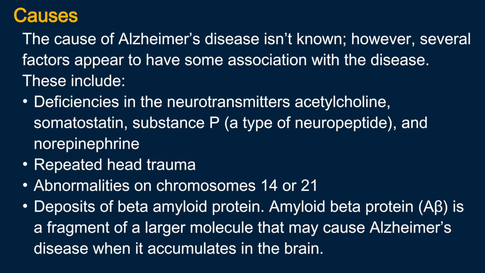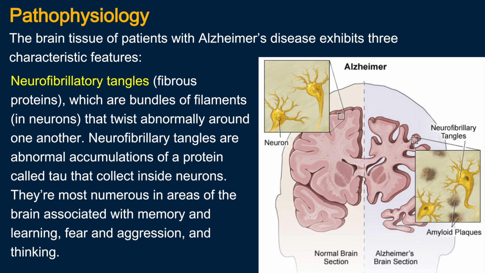The cause of Alzheimer's disease isn't known. However, several factors appear to have some association with the disease. These include deficiencies in the neurotransmitters acetylcholine, somatostatin, substance P, which is a type of neuropeptide, and norepinephrine; repeated head trauma; abnormalities on chromosomes 14 or 21; and deposits of beta amyloid protein. Amyloid beta protein is a fragment of a larger molecule that may cause Alzheimer's disease when it accumulates in the brain. Now we'll see the pathophysiology.